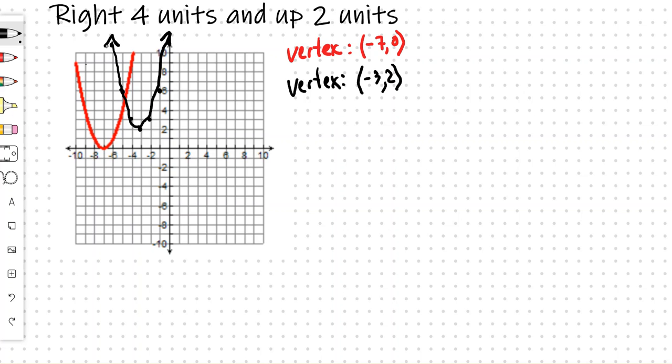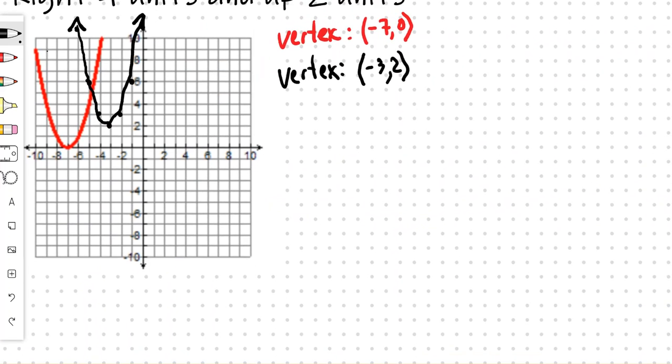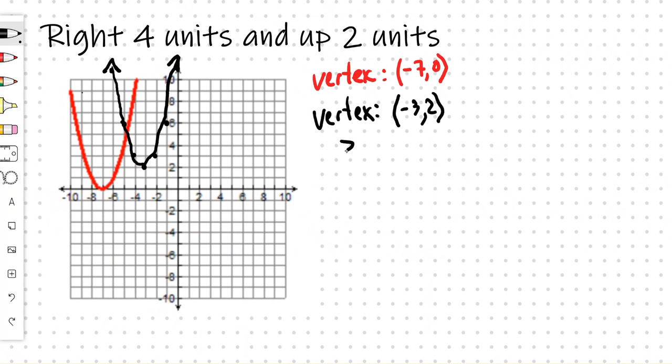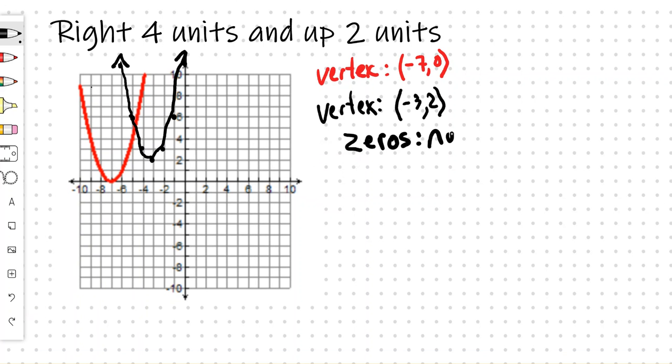Okay. So what we're going to do now is use the new quadratic function to find our zeros. Do we have any zeros, yes or no? The answer is none. The definition of zeros is wherever the graph crosses the x-axis. This graph never crosses the x-axis, therefore it has no zeros.